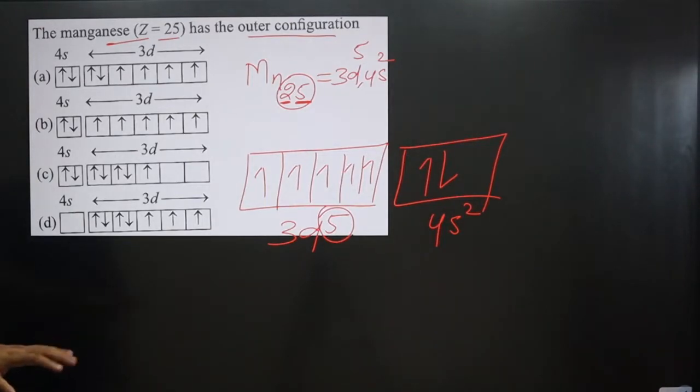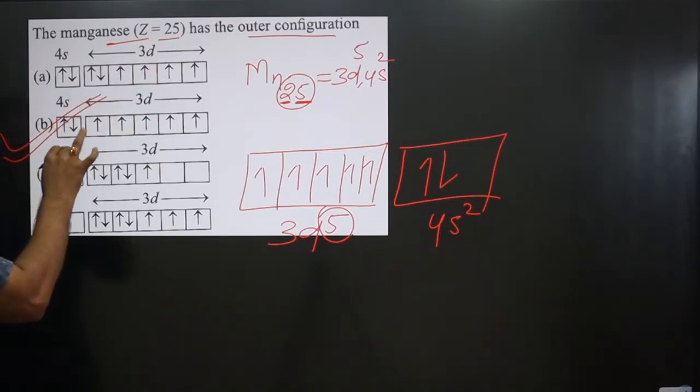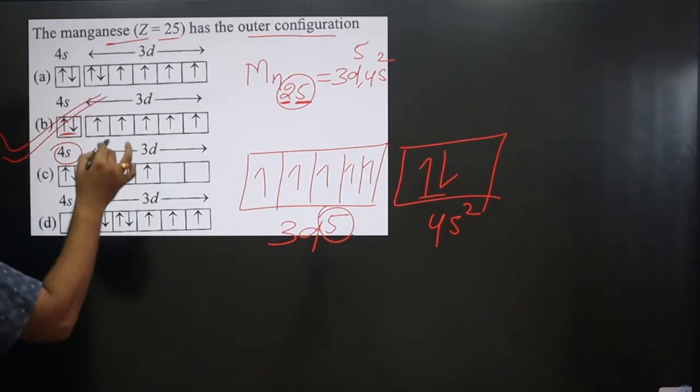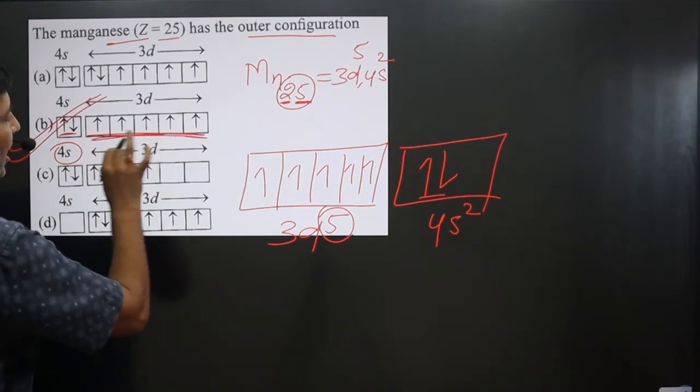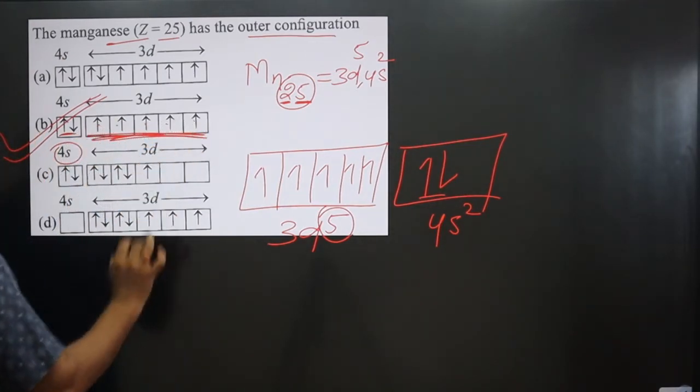Among the options given here, you can see option B is correct. Option B: 4s having paired electrons, and in 3d each orbital has a single spin: 1, 2, 3, 4, 5.